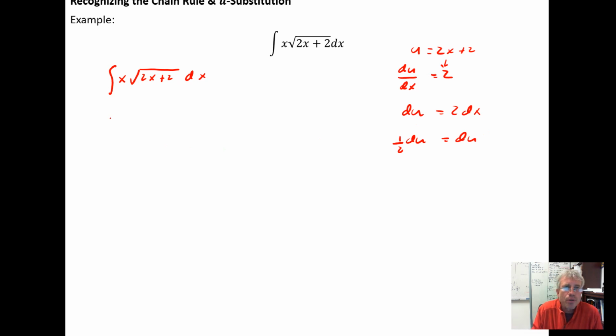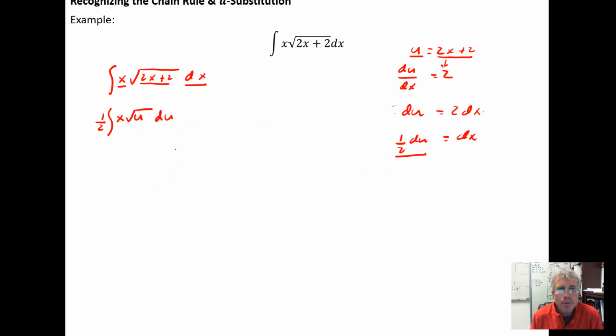So if we substitute, we're going to get the antiderivative of x times the square root of, and I'm replacing the 2x plus 2 with a u. And then right here, I had a mistake there, I see. So it's going to be 1/2 du equals dx because we multiply both sides of this by a half. So I can replace the dx with a half of a du. The half is a constant and will factor out front, and the du will stay inside.